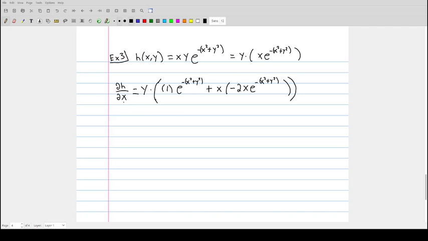We can simplify this a good deal by factoring out e to the negative x squared plus y squared to get that dh dx is equal to y times 1 minus 2x squared times e to the negative x squared plus y squared. And this will be our final result for this partial derivative.